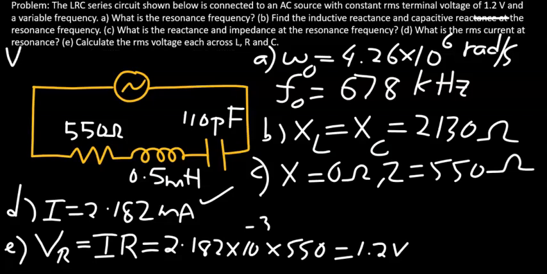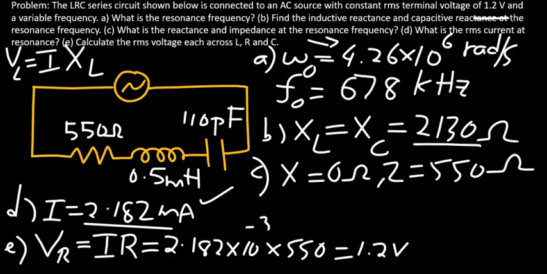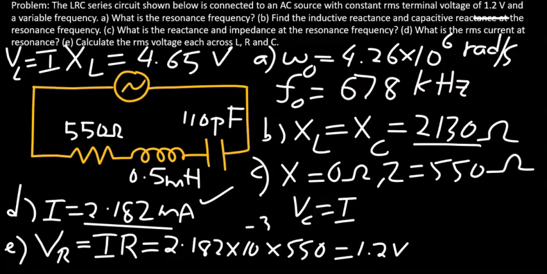The RMS voltage across the inductor equals the current amplitude times the inductive reactance. Note we are doing this for this frequency here. I is 2.182 milliampere, X sub L is 2130 ohms. Multiplying them, you get about 4.65 volts.